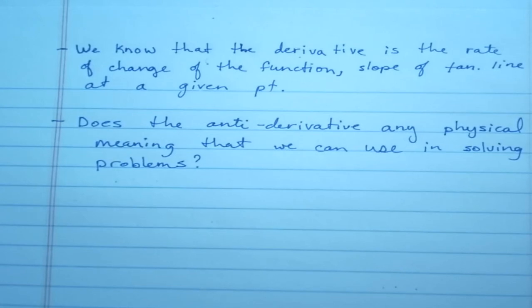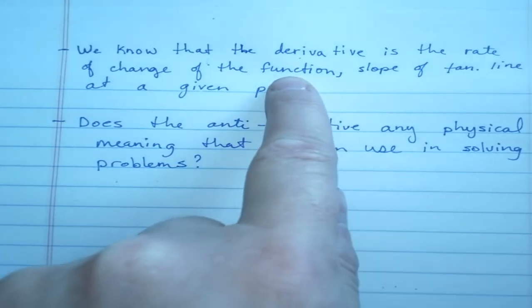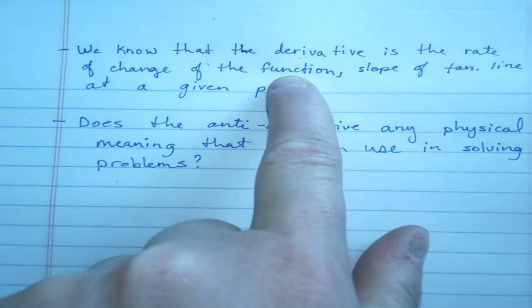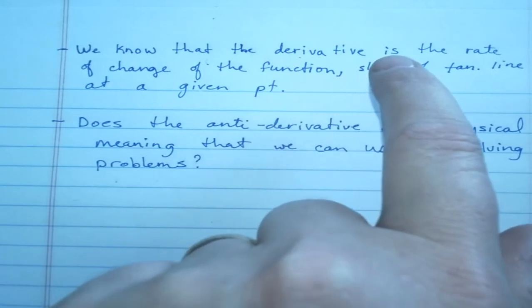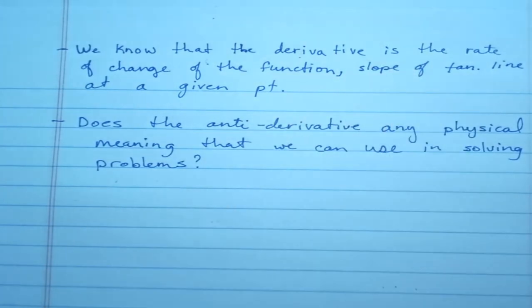Okay, so we know that the derivative is the rate of change of the function. It's the slope of the tangent line at a given point. So we can find a general derivative, and that is the rate of change. We can find the slope at a specific point, and that is the slope of the tangent line, the value of the derivative at a given point.